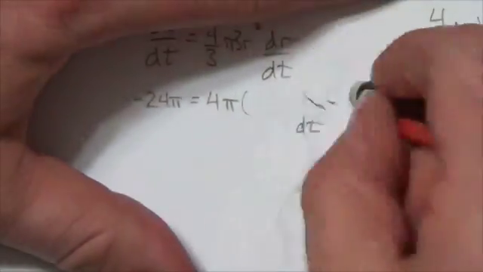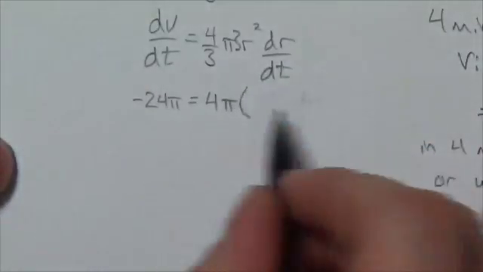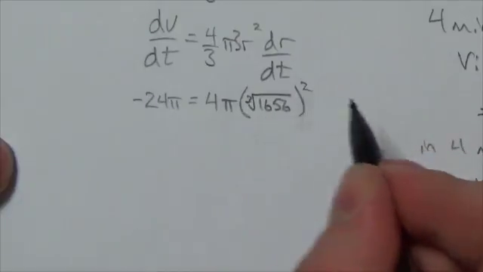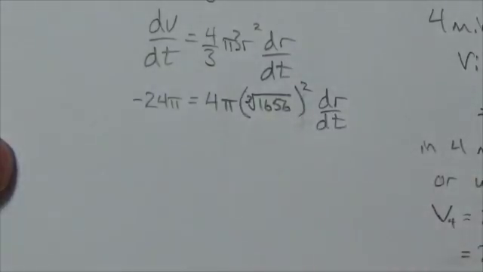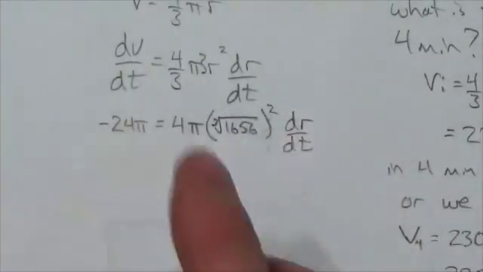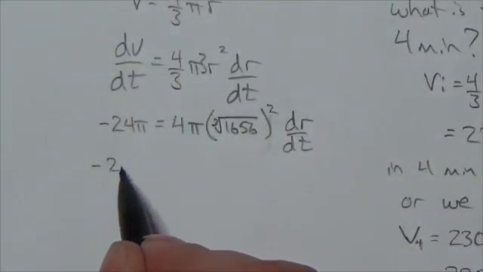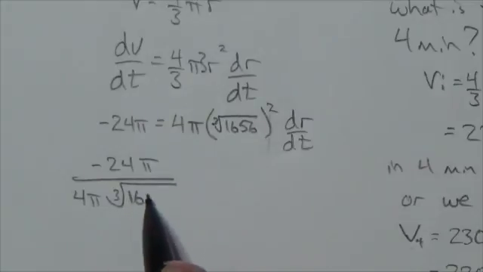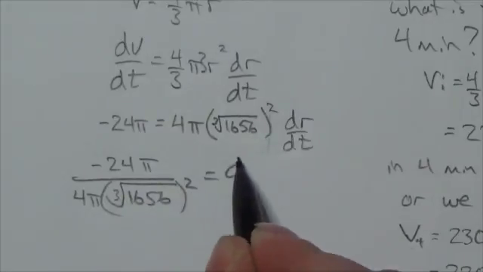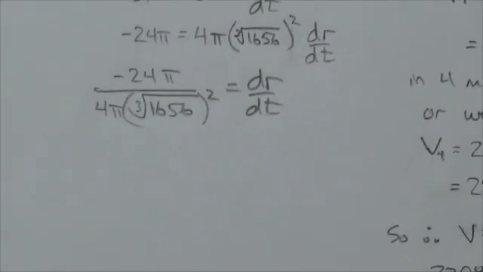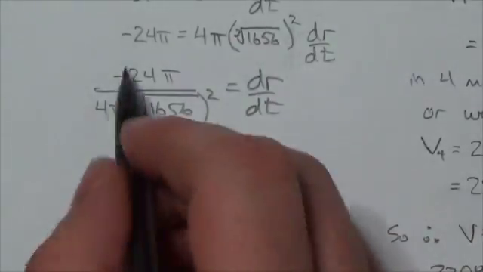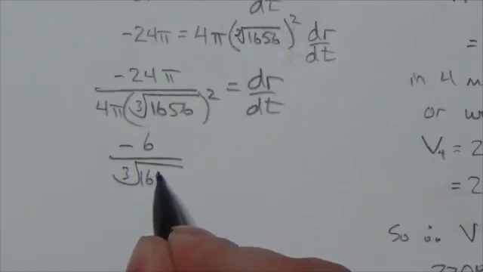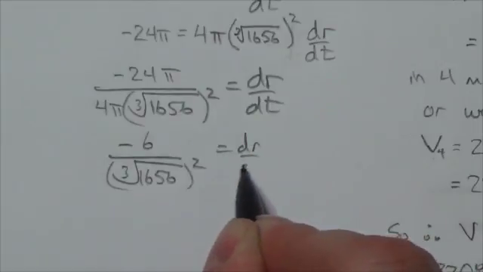So this is going to end up being, need a little bit more room here. Okay, the radius that I needed here was the cube root of 1,656. That'll be squared. And that was multiplied by dr by dt. Now to get dr by dt, I'm just going to divide. And so we will get negative 24 pi over 4 pi times the cube root of 1656 squared. This is equal to dr by dt. Okay, well, the pi's will cancel and I can divide 24 by 4, so it'll be negative 6 over the cube root of 1,656 squared equals dr by dt.